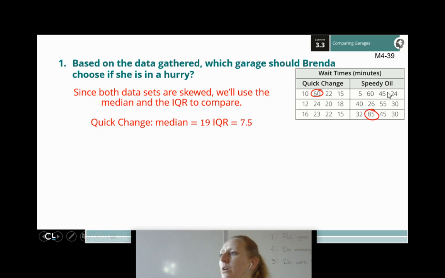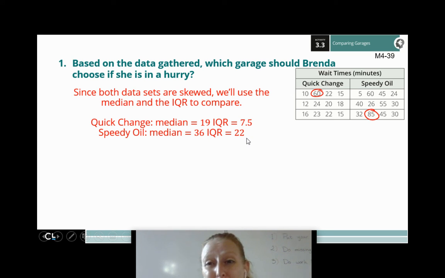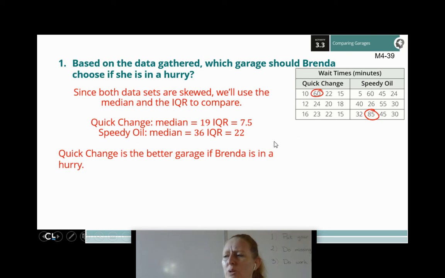For Speedy Oil, my median ended up to be 36. Whoa. And my interquartile range is 22. Oh my gosh. Speedy Oil has a larger center and a bigger spread. Oh no. Quick Change is the better garage if Brenda's in a hurry.